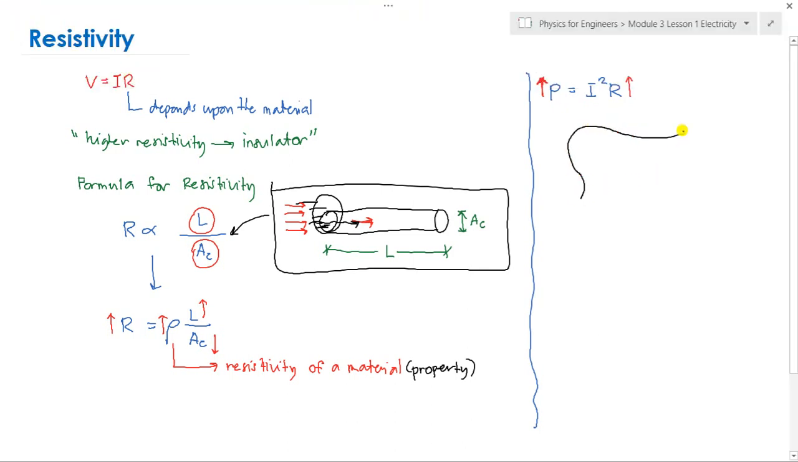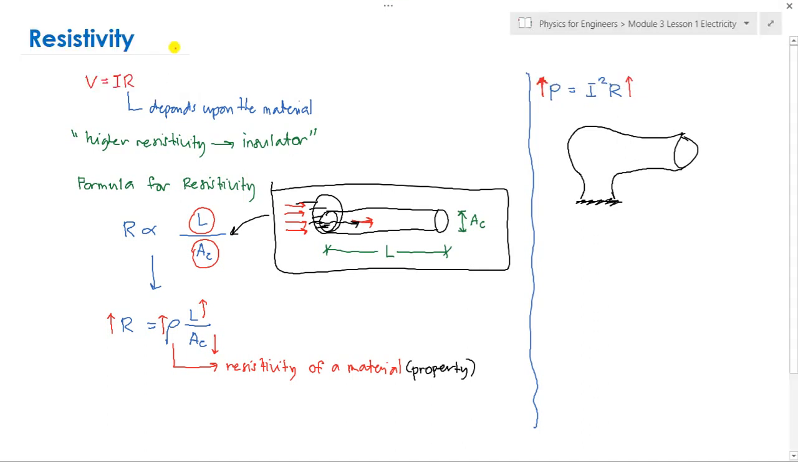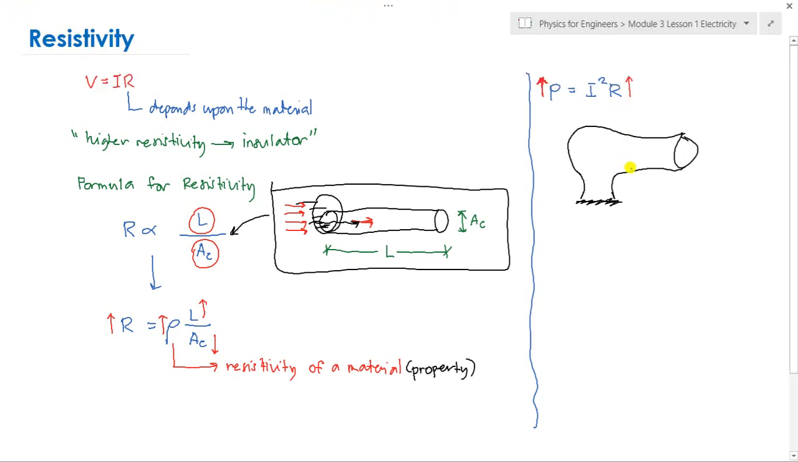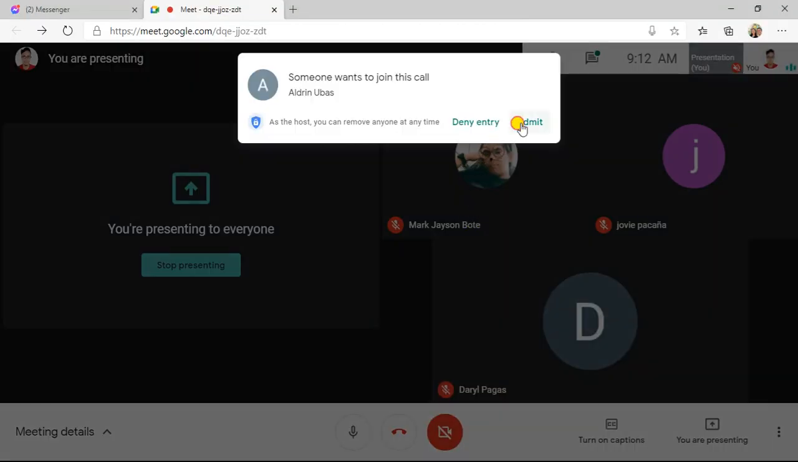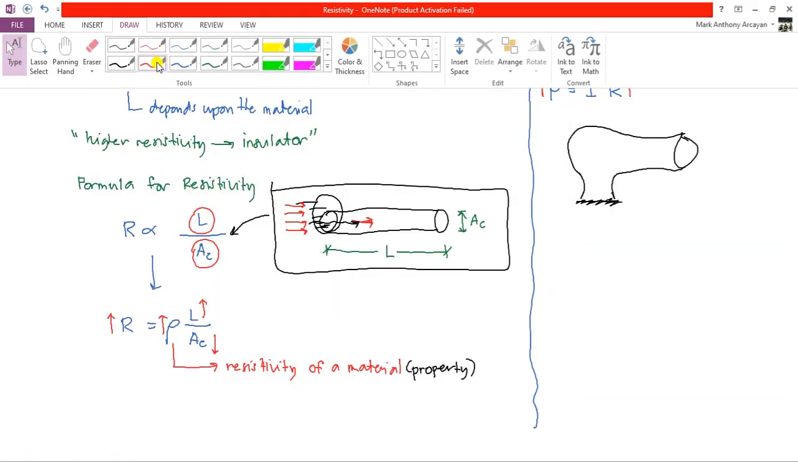Class, have you used a hair dryer? Okay. So what is the principle behind a hair dryer? Do you have any idea? Actually, a hair dryer, of course, is an electronic device. In the hair dryer, class, there is what we call a nichrome wire. Are you familiar with nichrome? It is a nichrome wire or heating element.